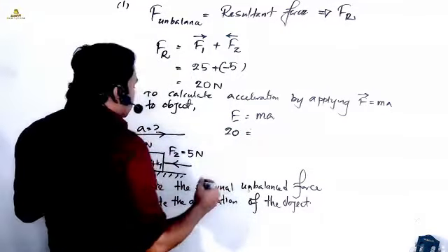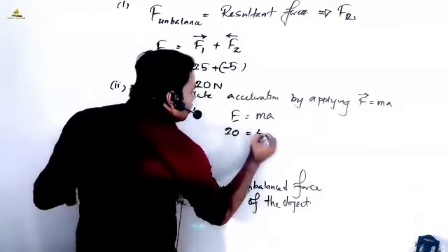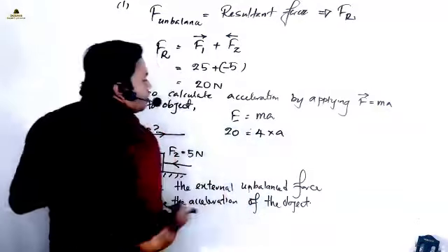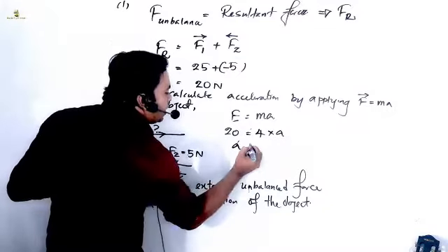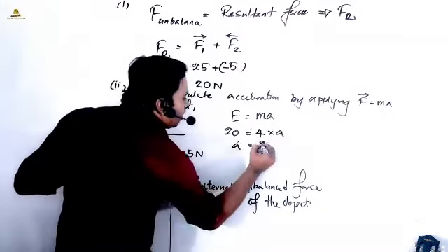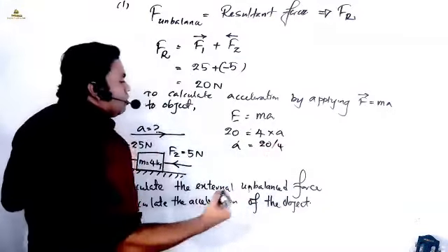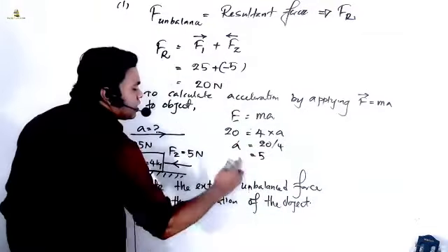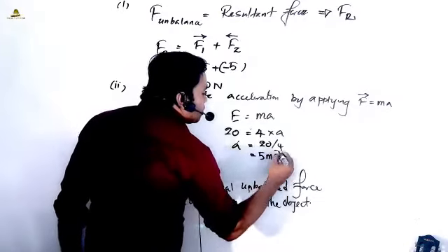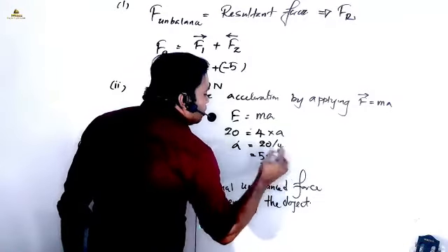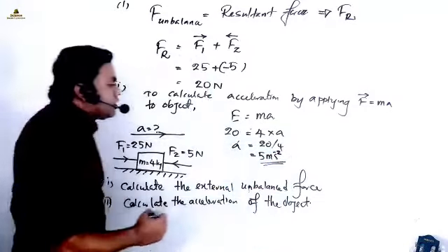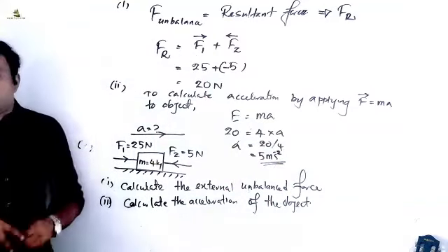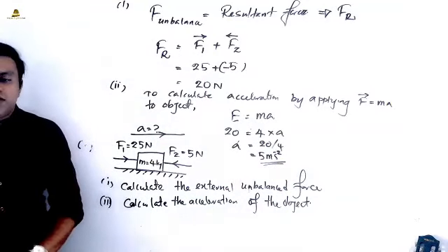Mass is given as 4 kilograms, so 4 into a. Therefore, you can solve a equals 20 upon 4. So your answer is equal to 5, this acceleration, 5 meters per square second. 5 meters per square second. Okay, take the answer. So this is our second example.